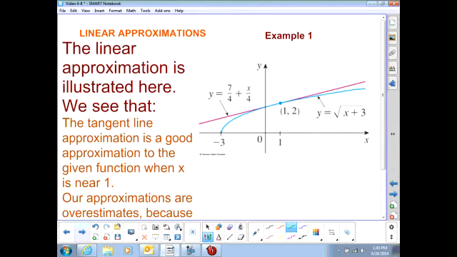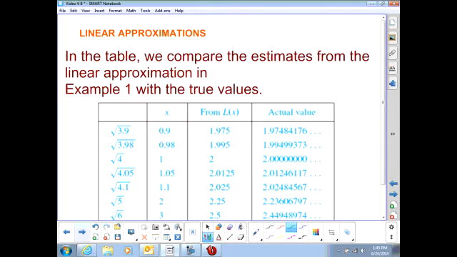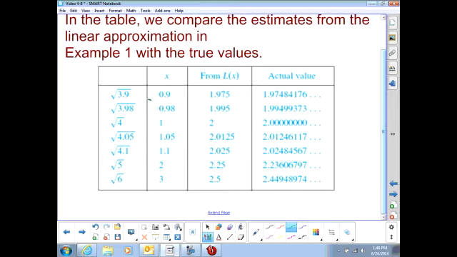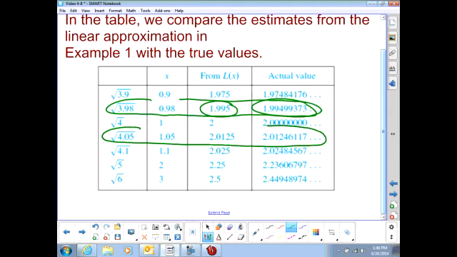Okay, and here's just another visual example of that. That red line there is a little bit above the curve, so what we found were slightly overestimates. Now, just so you can see compared to the actual values, here's the square root of 3.98. This is what we got, and this is the actual value. Notice it's pretty close. And here's the square root of 4.05. We got 2.0125, and the actual value is pretty close.